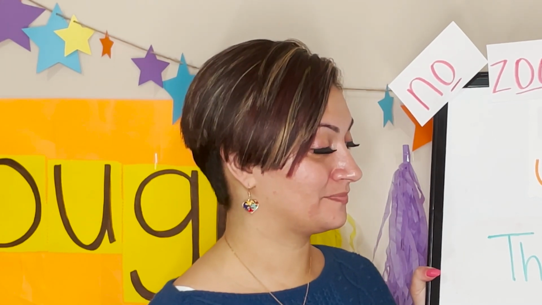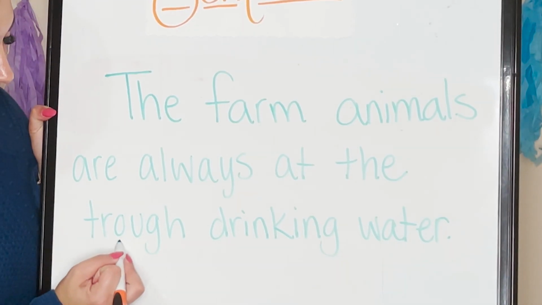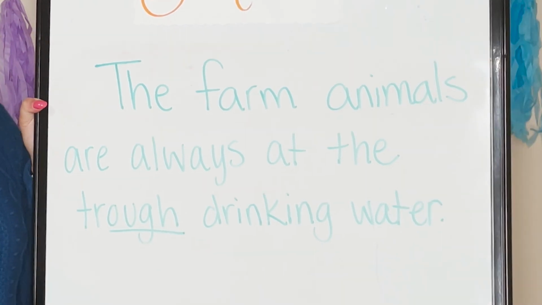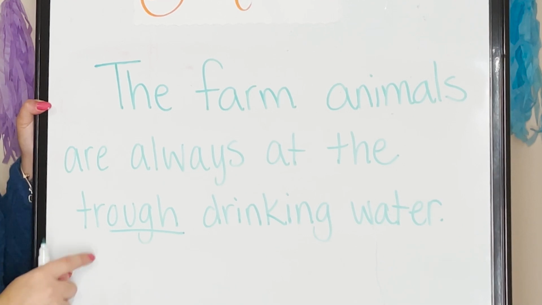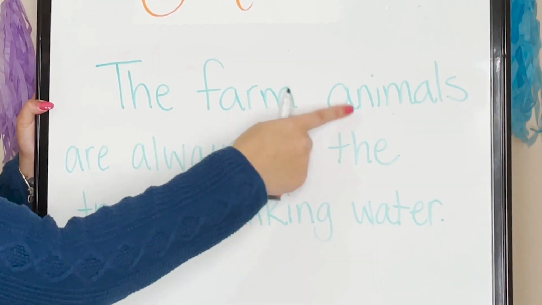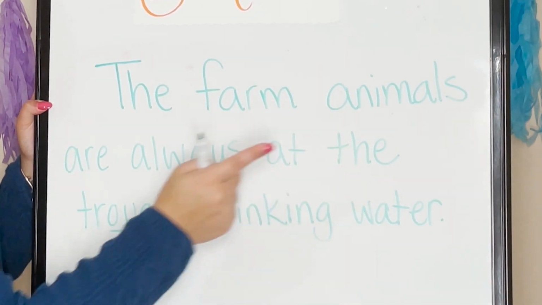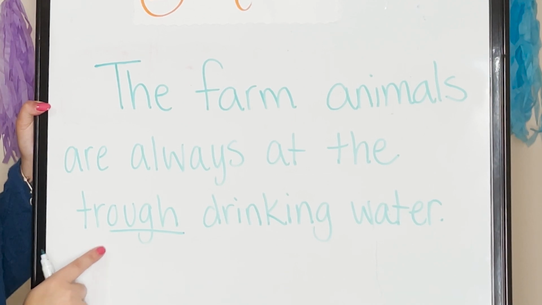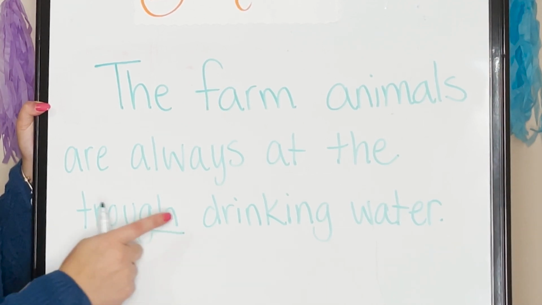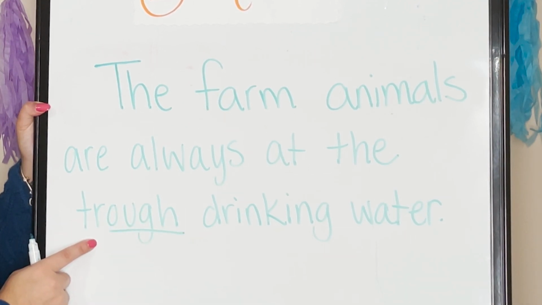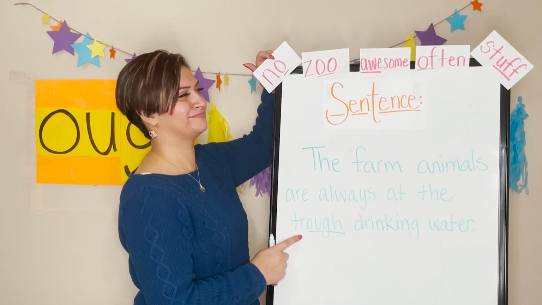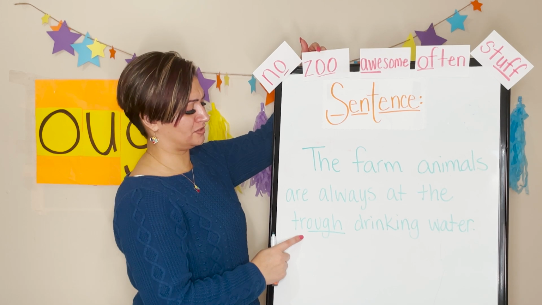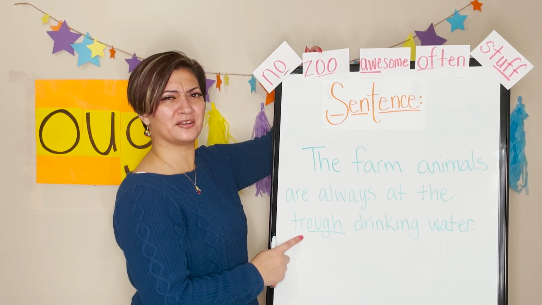All right, scholars, here's our last sentence. I see that our ough word is all the way down here at the bottom. So maybe we can figure it out and maybe we might use the sounds. Let's see. The farm animals are always at the drinking water. Ooh, at the tro drinking water? Ooh, at the true drinking water?